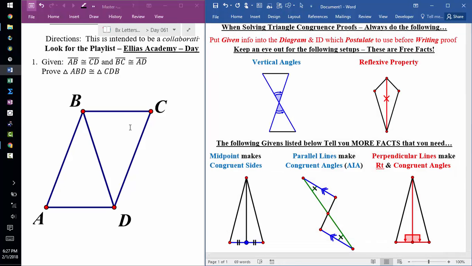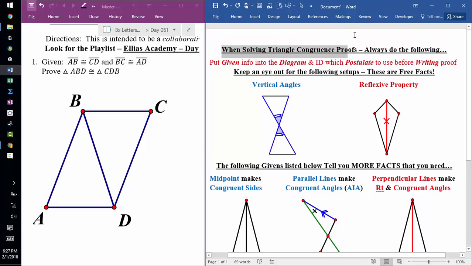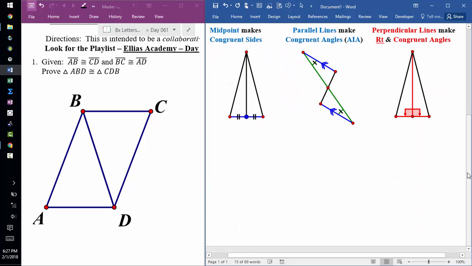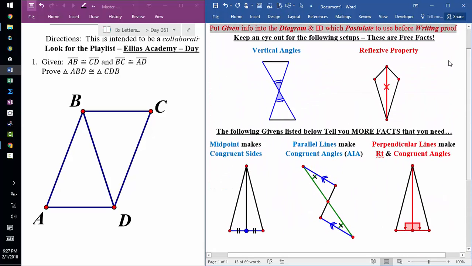All right, so when you're solving a triangle congruence proof, you always want to start by putting the given information into the diagram and then figure out which of those postulates you're going to use in order to solve this proof.